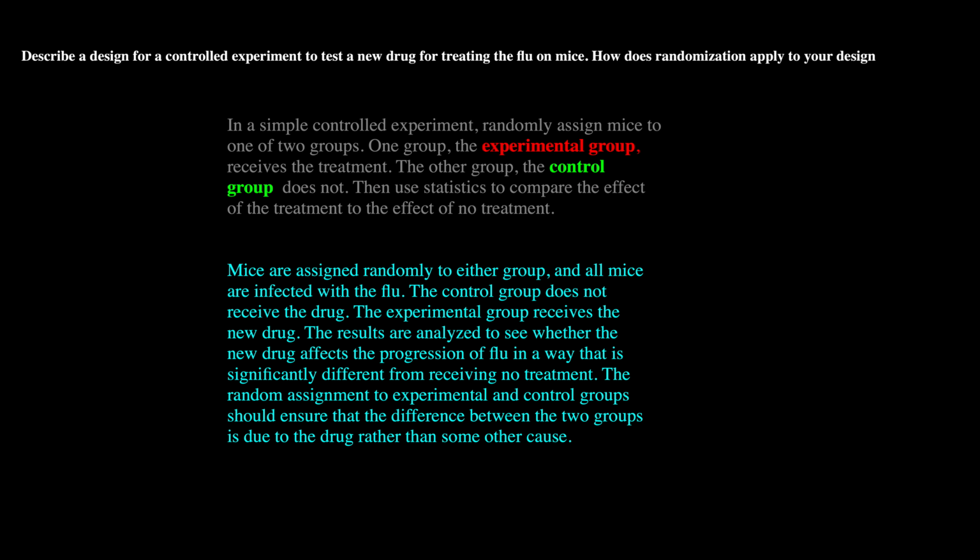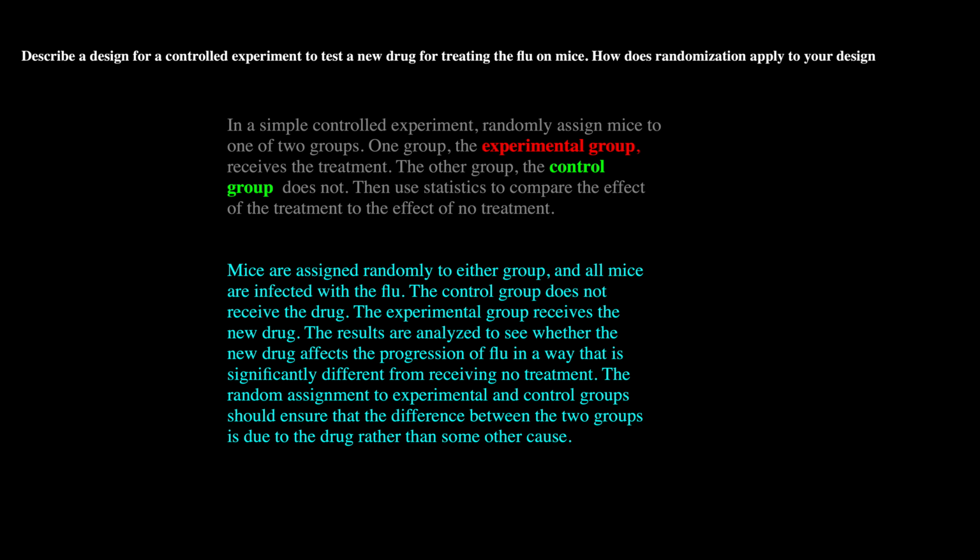So one group, the experimental group, typically receives the treatment, and the other group, the control group, does not. And when you're getting to the human experimental phase of this, typically that person will get a placebo so that they don't know if they have the new drug or not. Then we use statistics to compare the effects of the treatment to the effects of no treatment. And again, you have to look at all the variables being factored in.